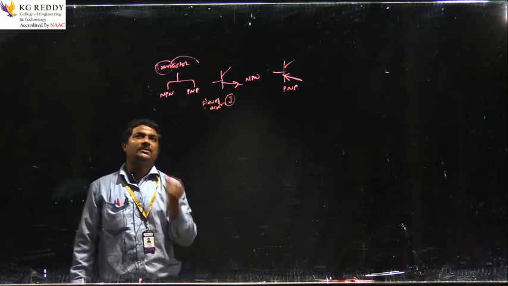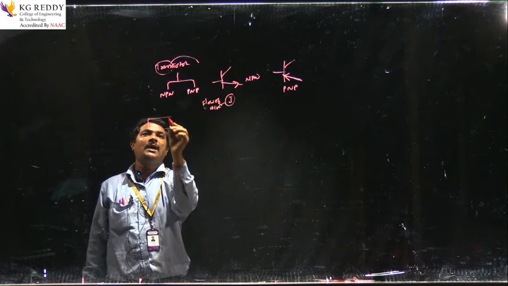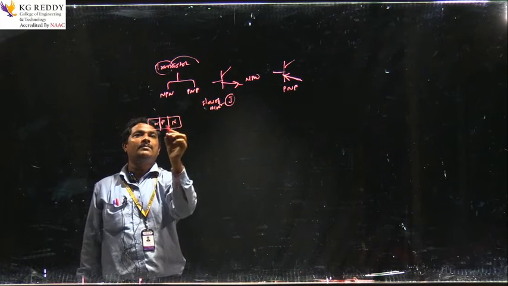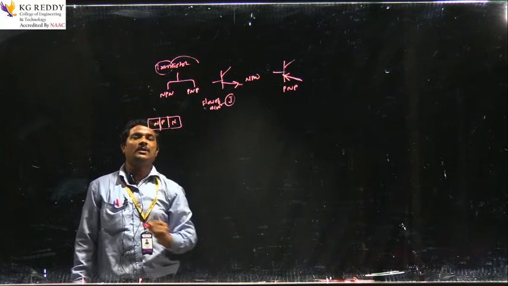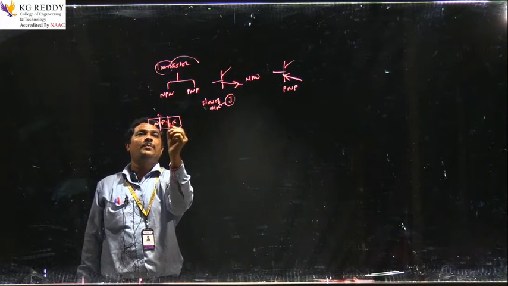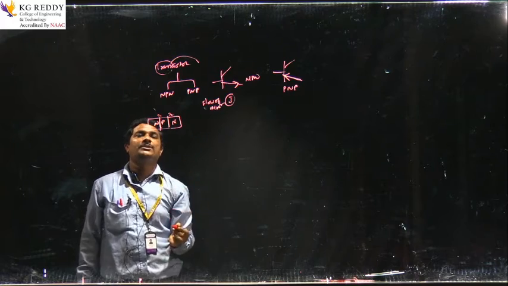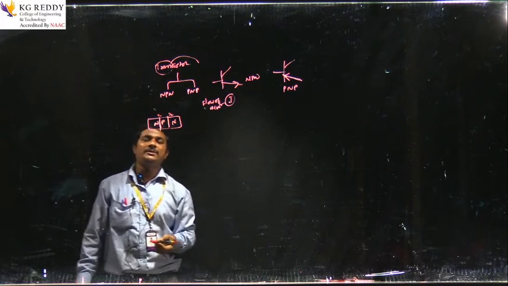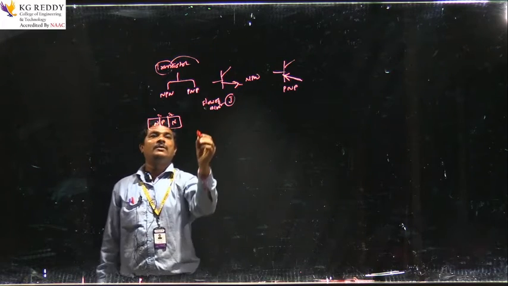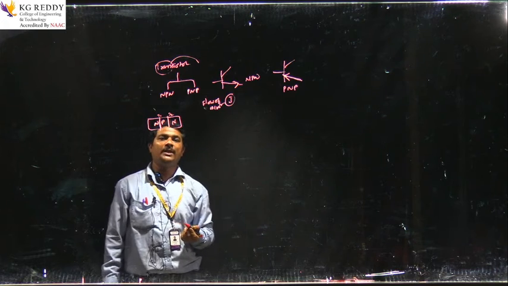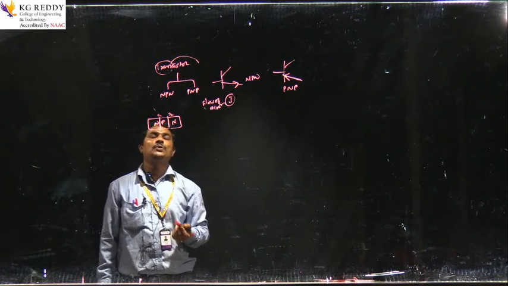How to construct a transistor? Let us take NPN. In an NPN transistor, how many junctions are present? N to P is one junction and P to N is the second junction. In a transistor, how many junctions are present? Option A is 1, B is 2, C is 3, D is 4. Which one is correct? 2 junctions.